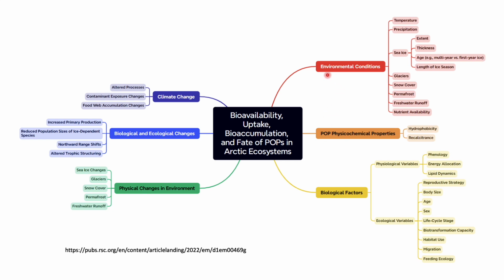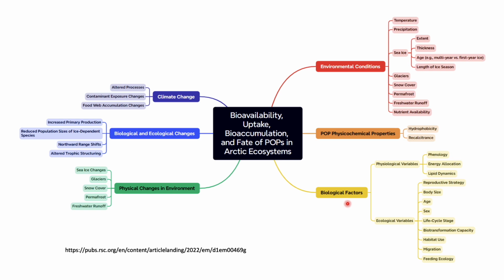The first one is the environmental conditions. Here we can talk about temperature, precipitation, sea ice, that is the extent of sea ice, change, thickness, age and length of the ice season. All these things affect the bioaccumulation or the presence of persistent organic pollutants. Glaciers, snow cover, permafrost, freshwater runoff, nutrient availability, all these are called environmental conditions. And the POPs' physical characteristics include hydrophobicity and recalcitrance. These are the two major properties.